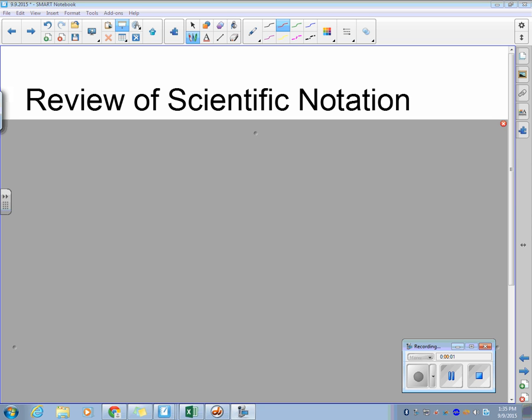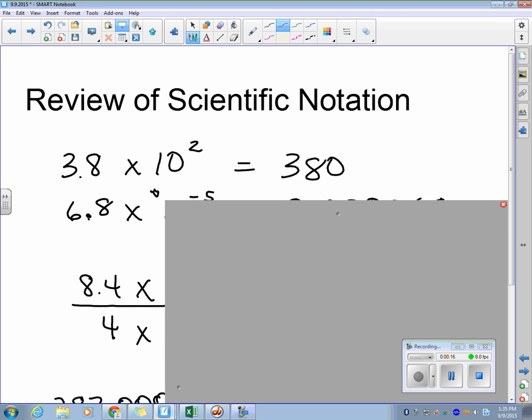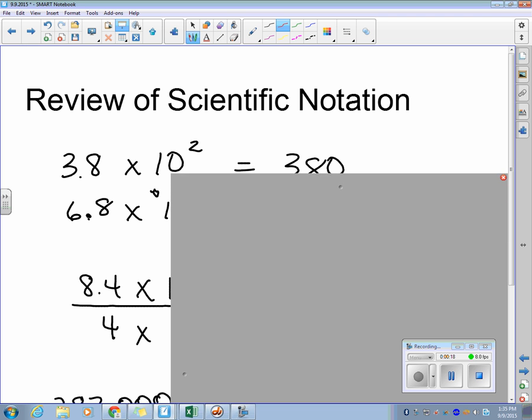To review scientific notation. Scientific notation is a method for writing very, very large or very, very small numbers. And the biggest reason that we use that is because there's not enough space in our calculator. So let's take a look at these couple of problems here.